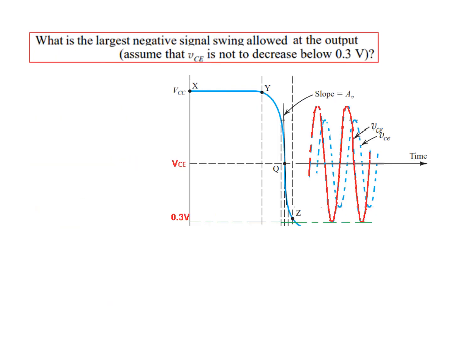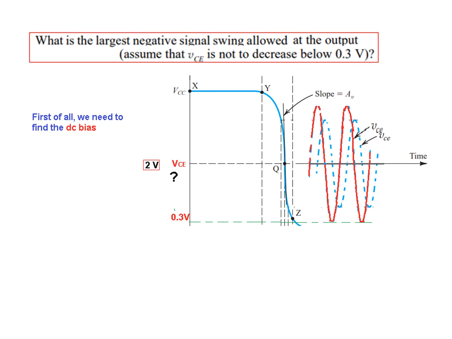The second part is, what is the largest negative signal swing at the output? So at the output, the largest negative signal swing. Assume that VC is not to decrease below 0.3. So here also, this is the limit, 0.3. So let's see. First of all, we need to find the DC bias. So where we are operating, that we have to find.